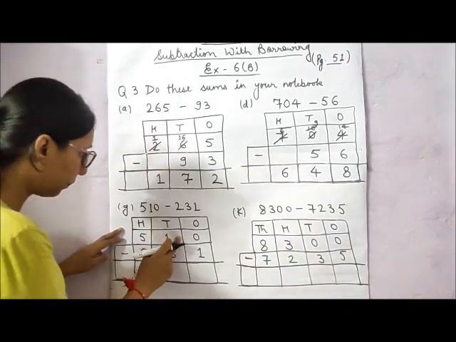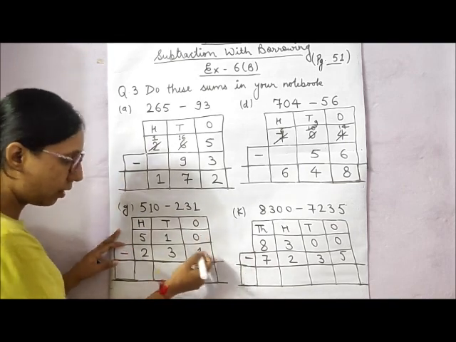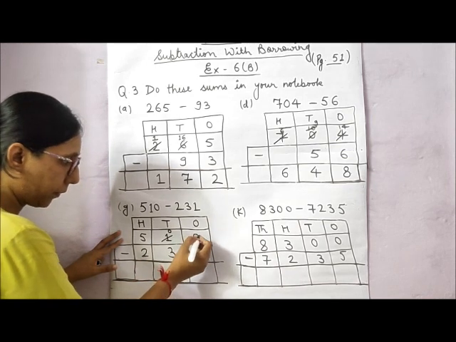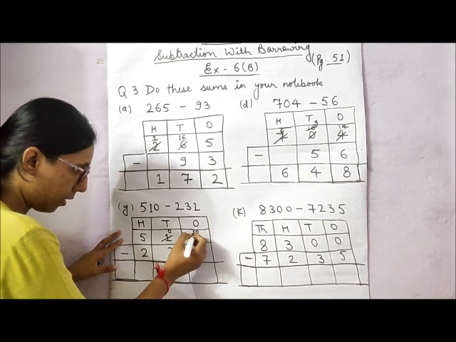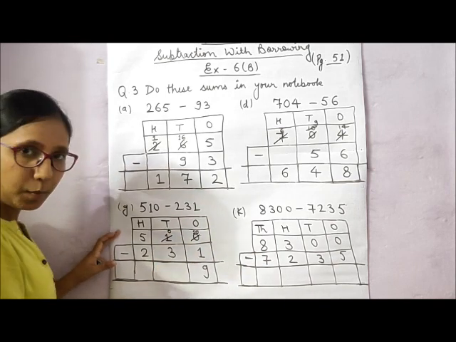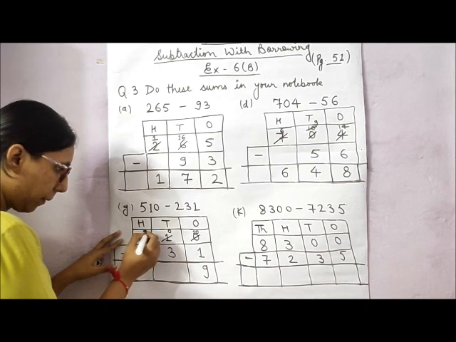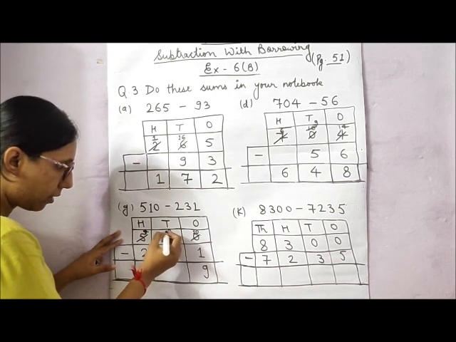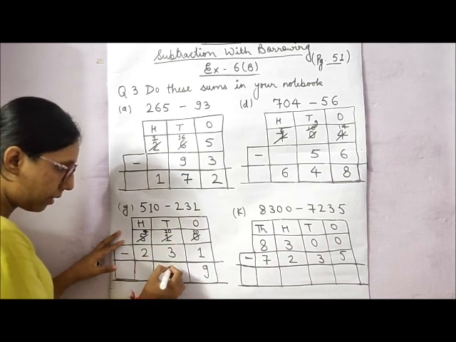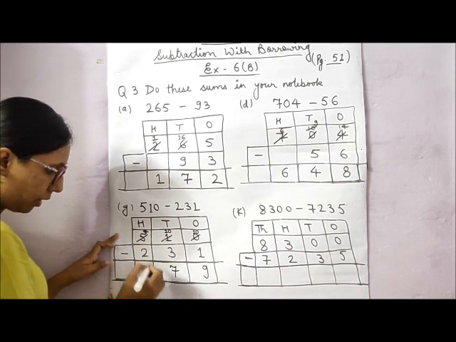Here in this one 510 minus 231. 0 minus 1 is not possible. Take borrow from this 1. यहाँ हो जाएगा 0. This 0 will become 10. 10 minus 1 is 9. Now 0 minus 3 not possible. Take borrow from this 5. यहाँ 5 की जगह हो जाएगा 4. Right? And this 0 will become 10. Now 10 minus 3 is 7. And 4 minus 2 is 2.